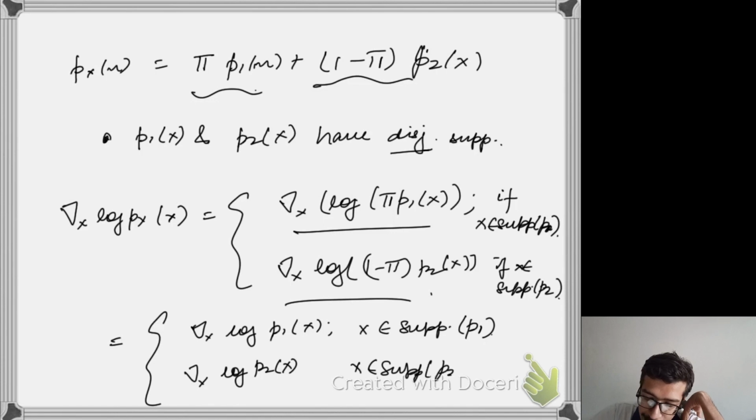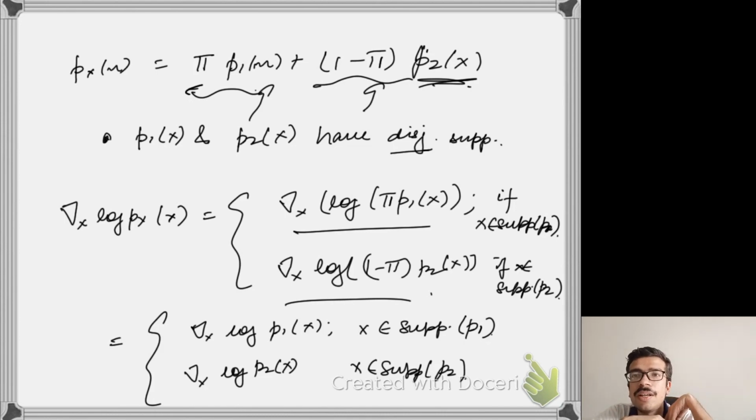So notice the surprising thing: pi has completely vanished. These scores don't even preserve the information about pi, the mixing weight. How much is the weight for p1 and how much is the weight for p2? We have lost that information completely. This happened because of the disjoint support; otherwise this wouldn't have happened.